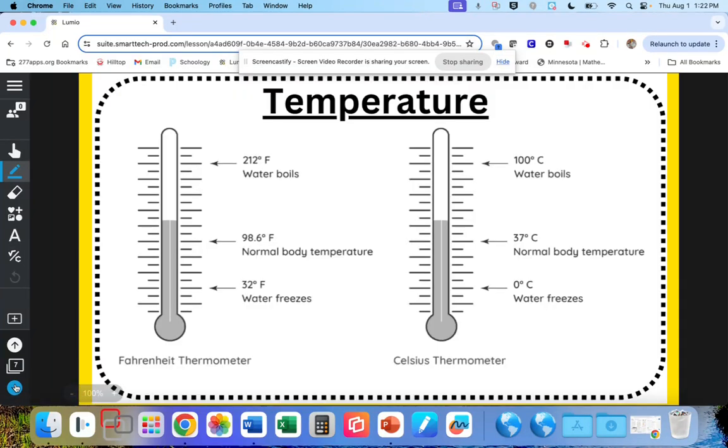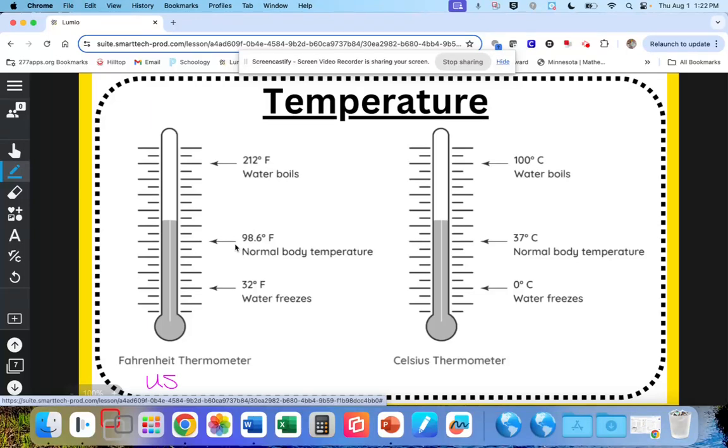Our next topic is temperature. Now, having some of these benchmarks is a really great idea. In temperature, we have a Fahrenheit scale. That's what we use in the US. And a Celsius scale, that's where they use that pretty much everywhere else besides the US. So water freezes at 32 degrees Fahrenheit and 0 degrees Celsius.